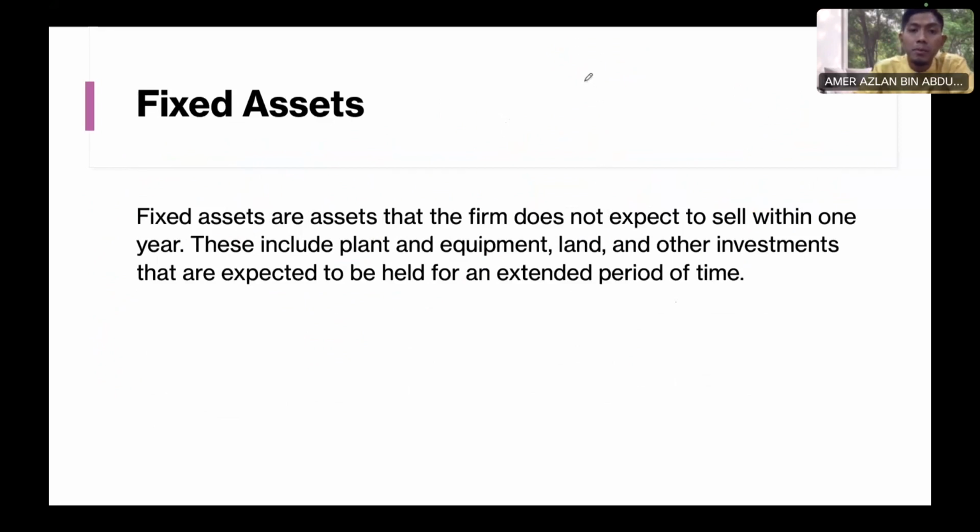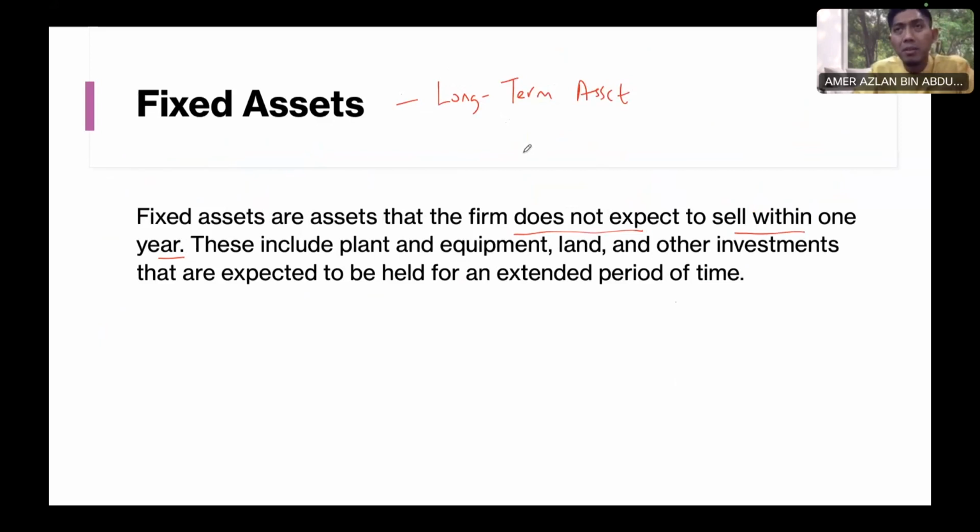So next, we have the fixed assets. Fixed assets are the assets that the firm does not expect to sell within 1 year. It means this asset cannot be easily converted into cash. Meaning to say, we are referring to the long-term assets, these fixed assets. It cannot be easily converted into cash.